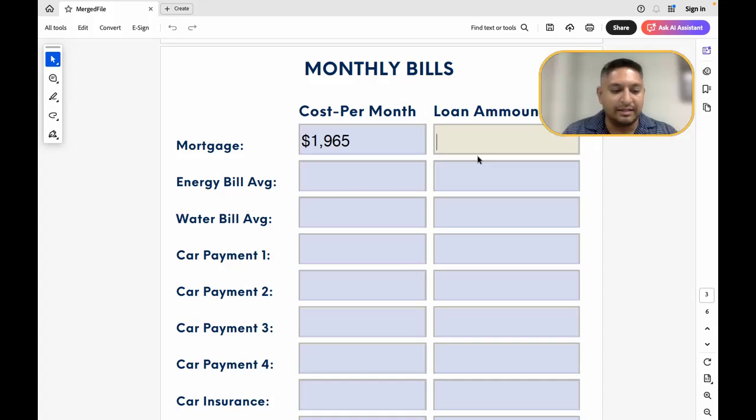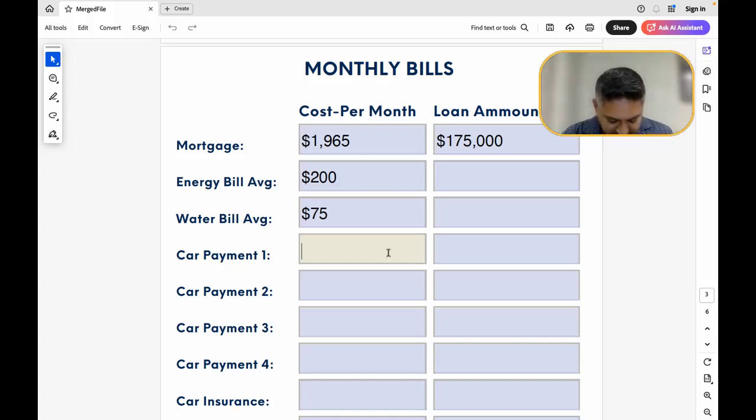And then loan amount, this is just so you can keep track. We'll just say this is 175. Sorry about that. 175. The average energy bill is 200. Now, again, state averages. I know there are some bigger homes, there are smaller homes. This is just going to be the state average. The state average for water, we're looking at 75.